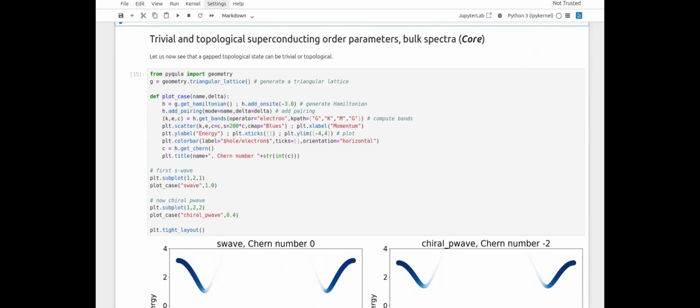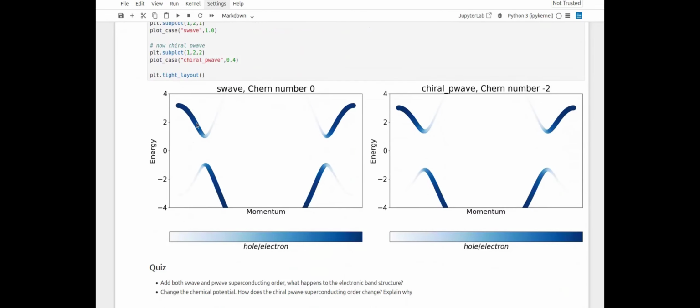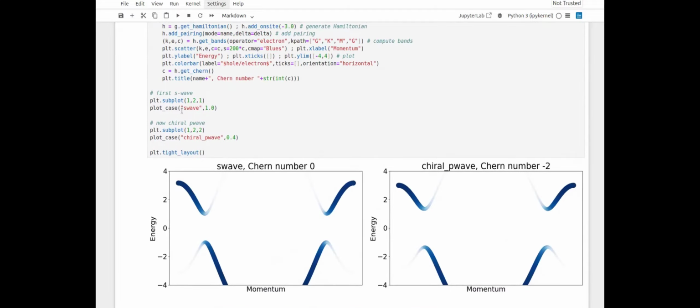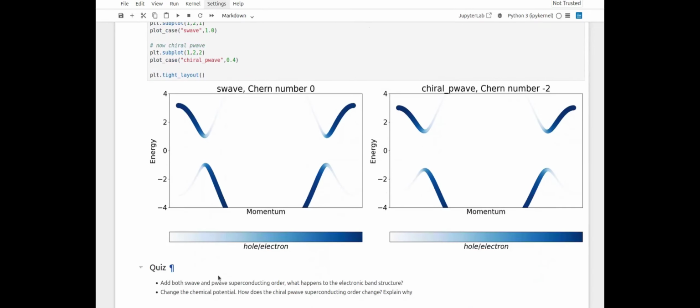Okay, so let us now go with comparing the trivial and topological superconducting order parameters, in particular first in the bulk. So what we are going to do is we are going to take a triangular lattice, and in this triangular lattice, we are going to add a certain pairing. We are going to compute the bands and project it onto the electrons, and we are going to plot the bands. And so the first one that we see here is one superconducting order that has Chern number 0 and another one that has a Chern number -2. Particularly, the first one is S-wave and the second one is chiral P-wave.